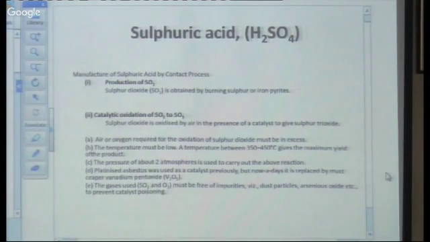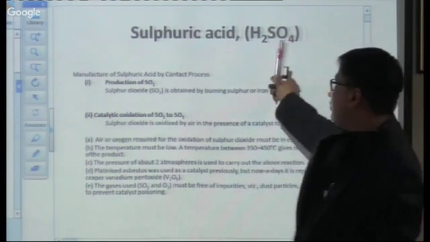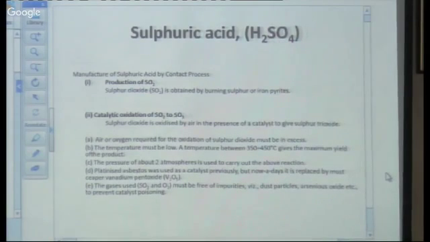See, sulfuric acid, we have done two things. One, oleum strength, and second is double titration with sulfuric acid, right? So, how to prepare this H2SO4? Manufacturing of sulfuric acid. Right?